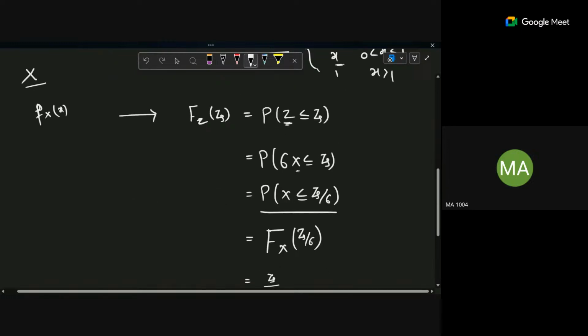So this was about z when we are not using any theorem and we are just calculating manually. This is the manual method. If your function is not monotonic or differentiable, at that time you will follow this method.